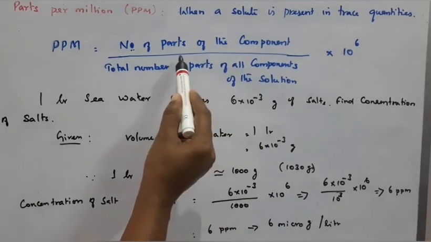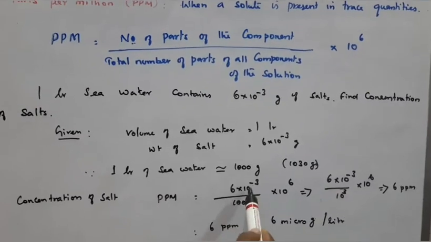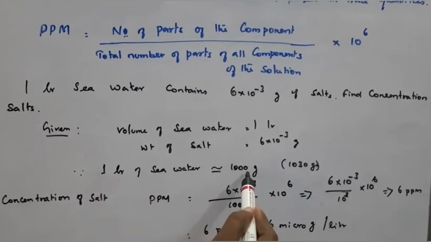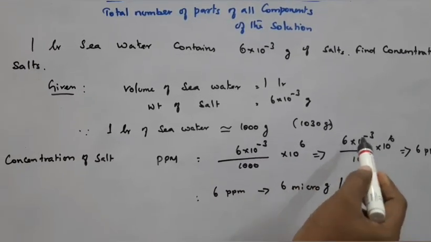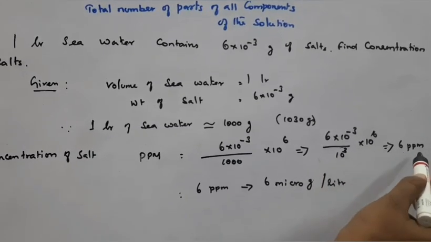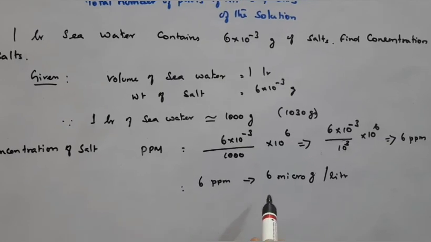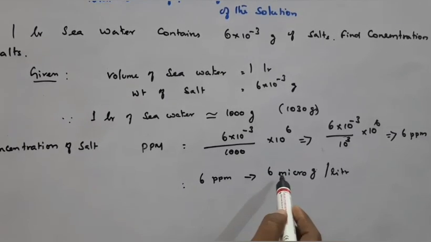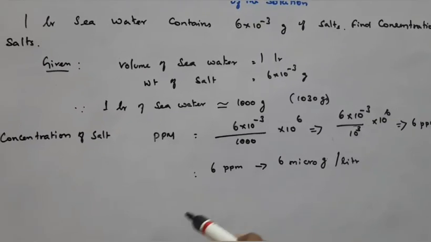So the concentration of salt, that is ppm, equals 6 into 10 power minus 3, the number of parts of the component, that is the concentration of the salt, divided by 1000 grams, into 10 raised to the power 6. Simplifying, we get 6 ppm. Ppm is nothing but micrograms per liter also.